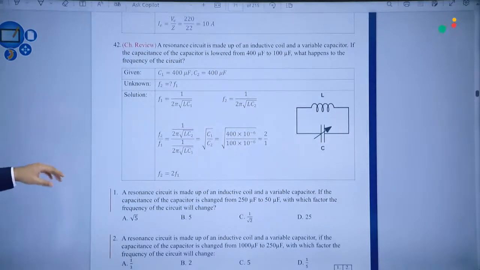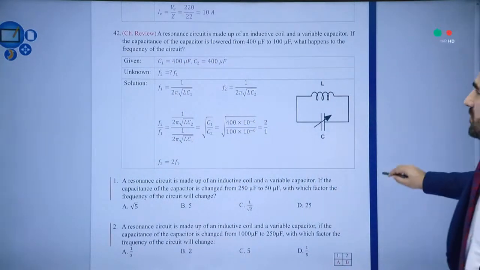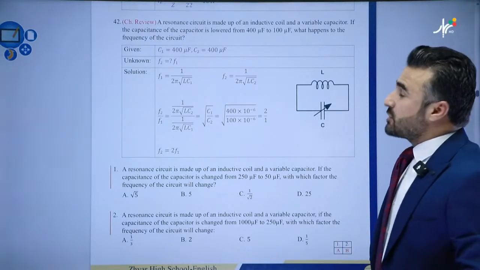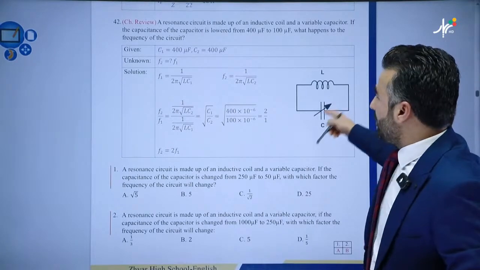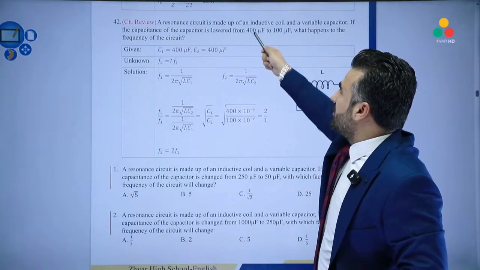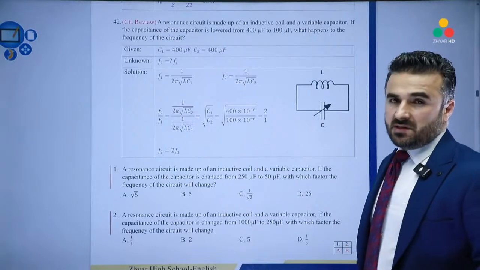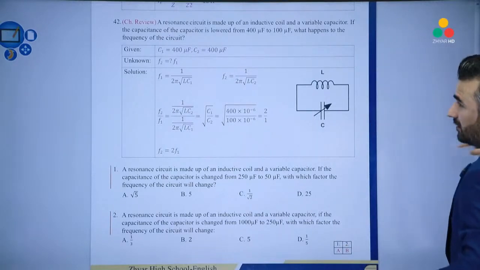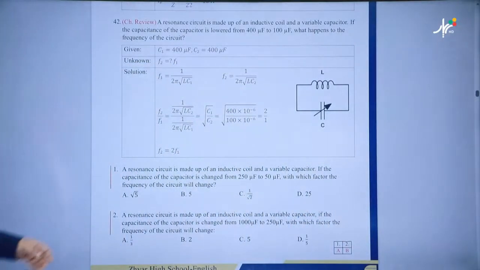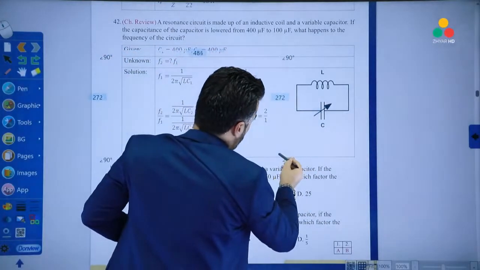Now as for question 42, take a look here. This is also very interesting. It says a resonance circuit is made up of an inductive coil and a variable capacitor. If the capacitance of the capacitor is lowered, we have two values because it is variable, you can increase or decrease it. Here we're going to change it from 400 microfarad to 100 microfarad. So the question is, what happens to the frequency of the circuit here? Now this is also interesting. Let's see what will happen to the frequency of the circuit if we change the value of the capacitor. Okay, so we'll keep this one here.